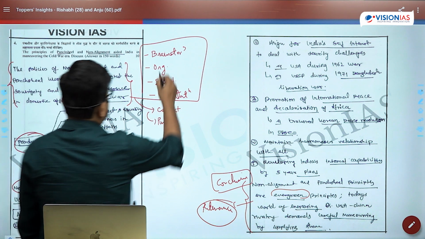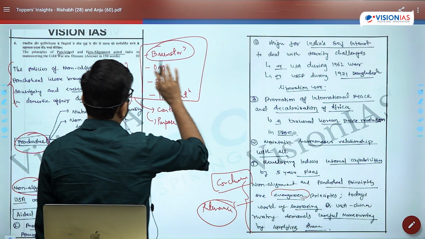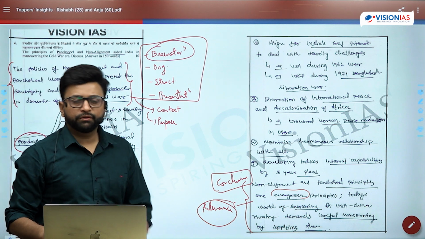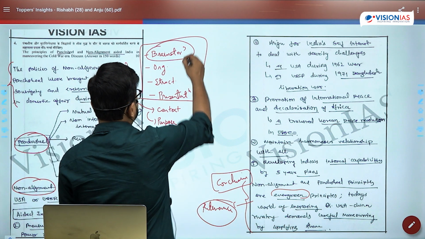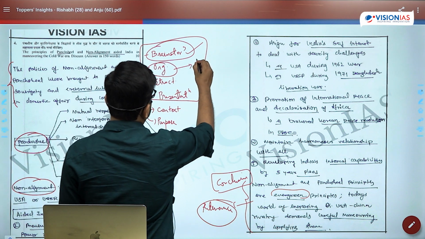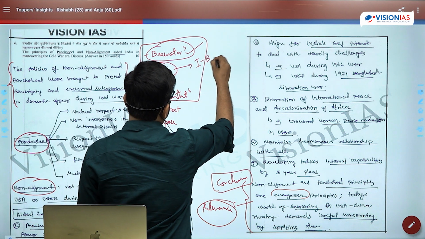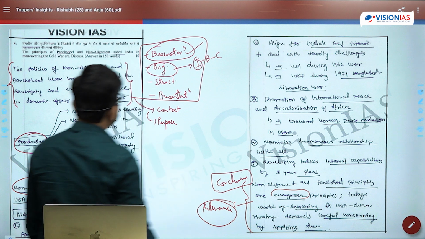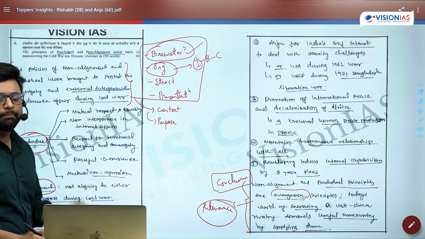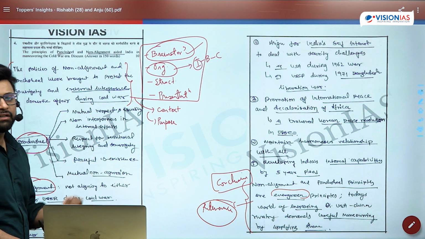So this is done. Brainstorming means identifying the number of parts of the question and how you proceed with your answer. Then organization will include dividing your answer into 3 parts: introduction, body, and conclusion. So the introduction we have seen. This is a context-based introduction, or it talks about the purpose behind non-alignment and Panchsheel.